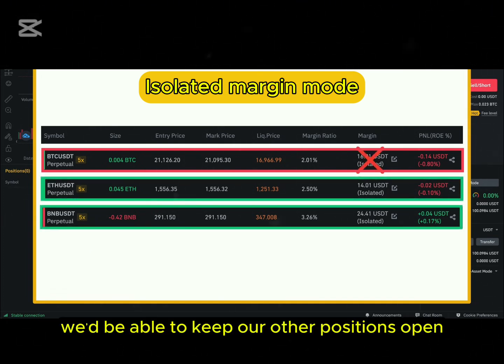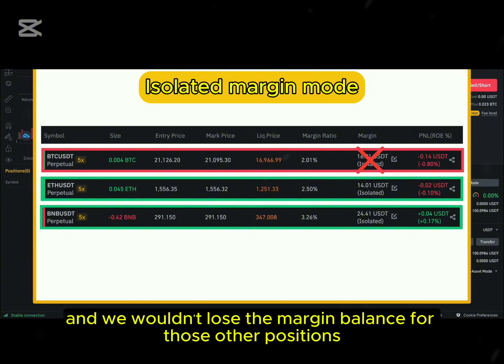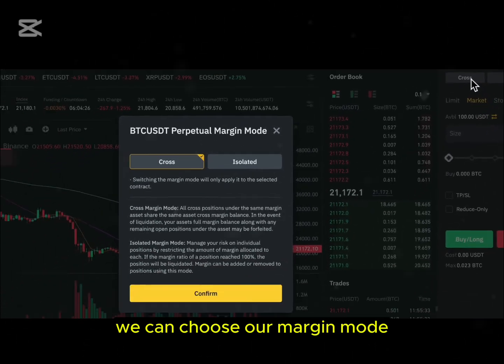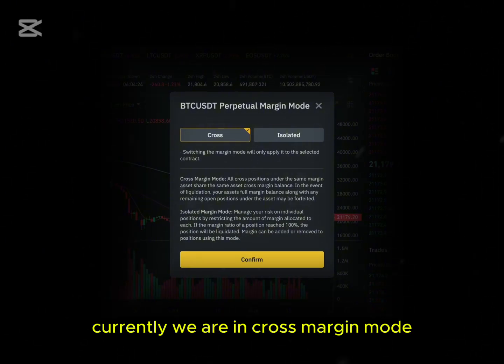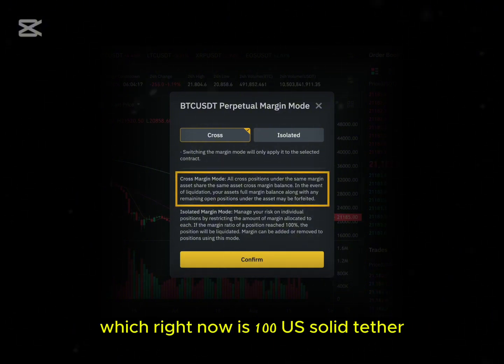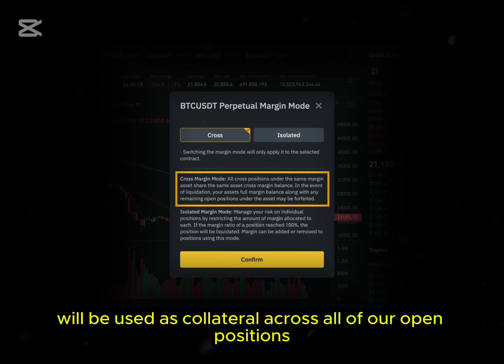We'd be able to keep our other positions open, and we wouldn't lose the margin balance for those other positions. So when we go up here and click on this button, we can choose our margin mode. Currently, we are in cross margin mode, which means that our entire margin balance, which right now is 100 USDT, will be used as collateral across all of our open positions.